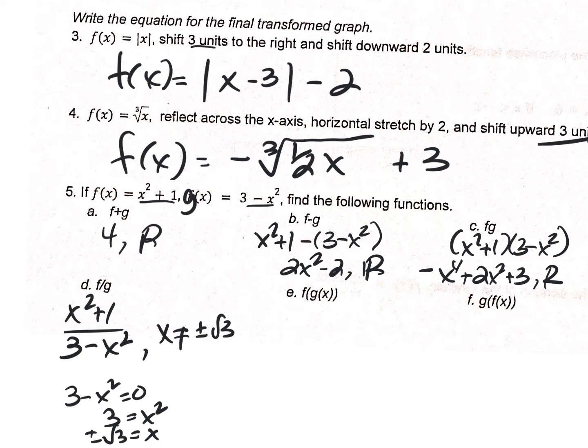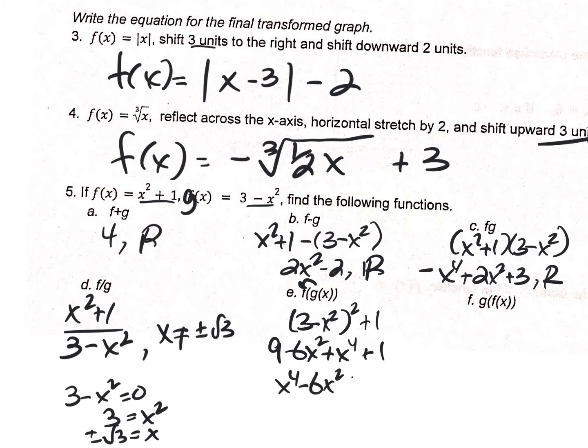It's f of g of x, so I'm going to take function g and plug it into f. We get 3 minus x squared, plus 1. So if you square that, you square the first, multiply together, double, square the second, and don't forget the plus 1, which gives me x to the 4th minus 6x squared plus 10.